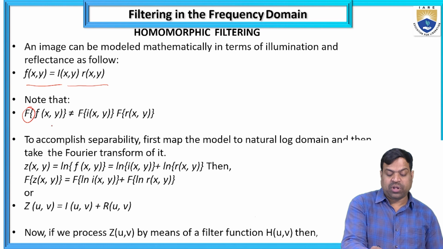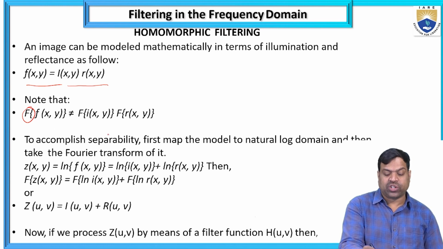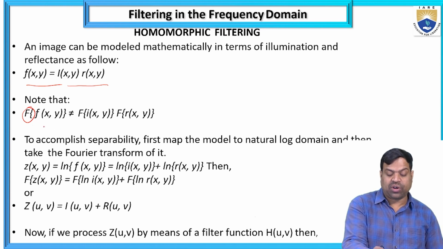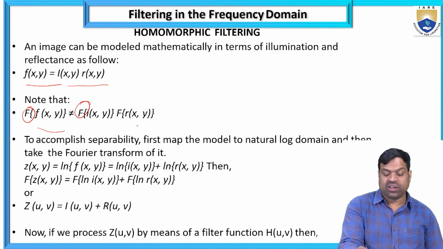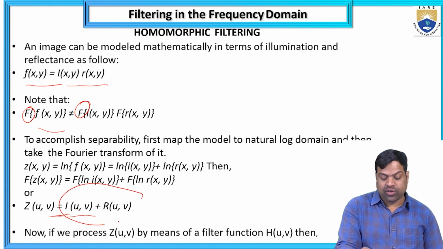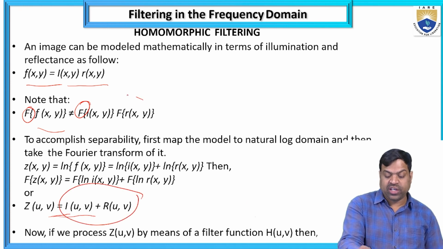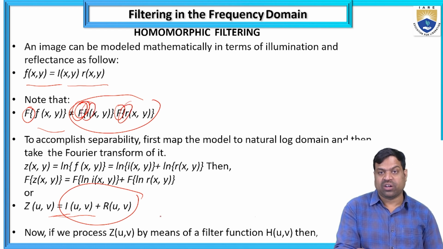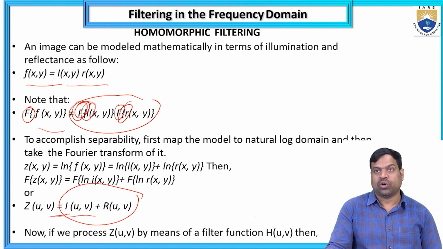Here, capital F means the Fourier transform of the input function. So, what is the Fourier transform? Capital F of the input function f of x, y is the Fourier transform of I of x, y, comma, Fourier transform of r of x, y. So, what is the output function? Z of u, v equal to I of u, v plus r of u, v. So, if I apply the Fourier transform to the input function, the output is capital Z of u, v, with capital I and capital R, showing as I of u, v plus r of u, v.